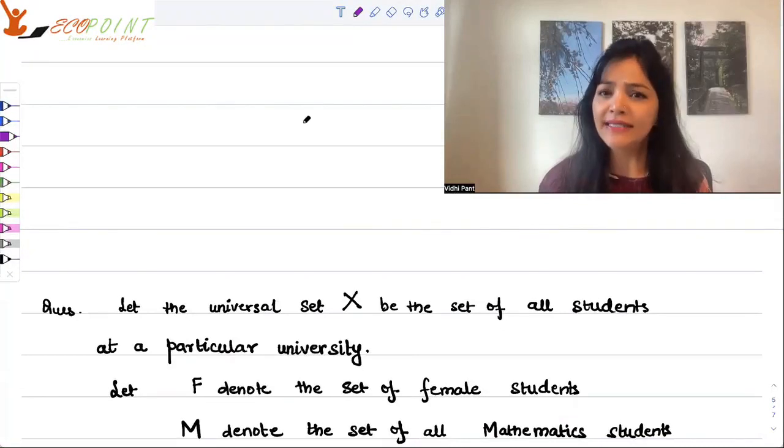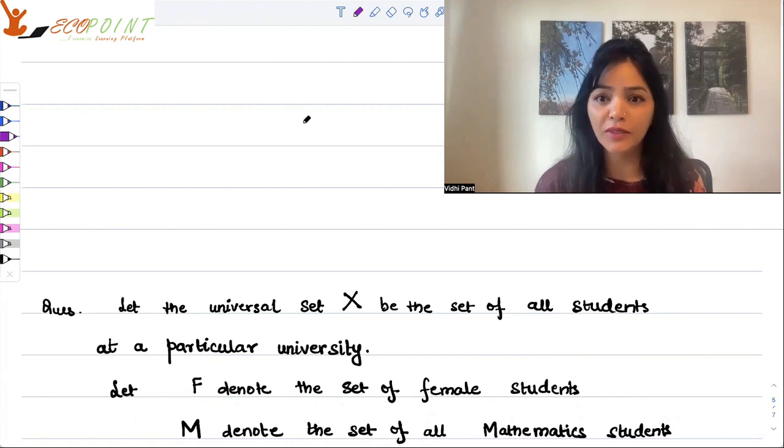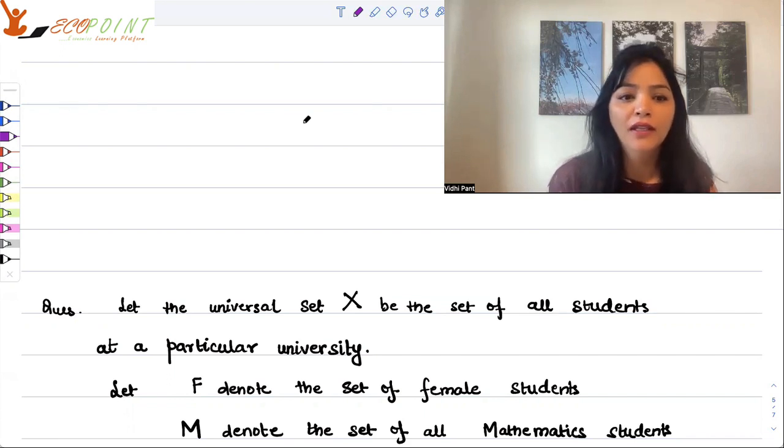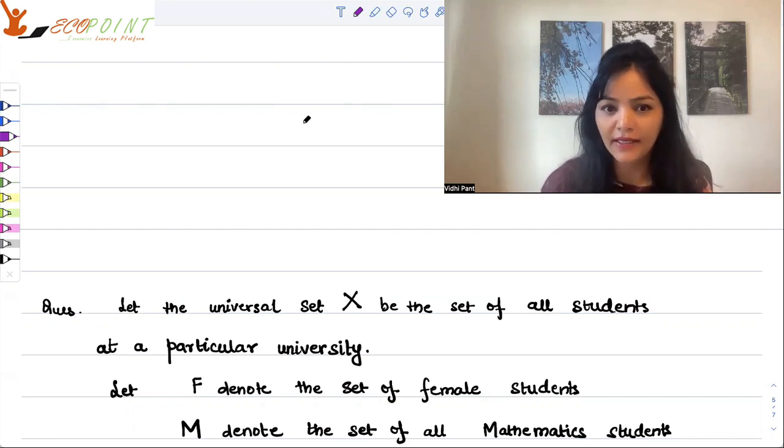Hi. Sometimes it's very important for us to look into statements mathematically, depict them in the sense of maths, and then try to find out certain inferences out of it. So that's the kind of question that I've brought for you today.